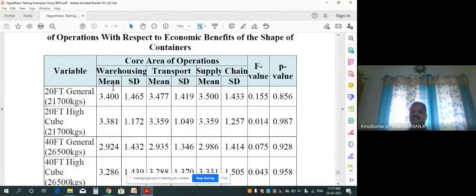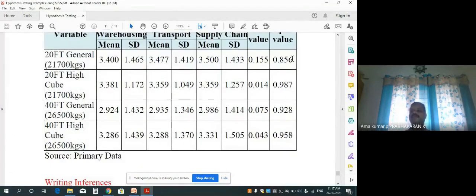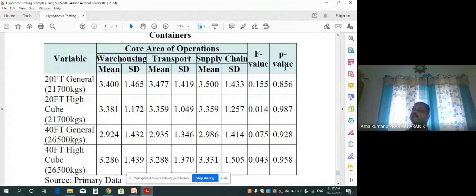Then for each area of operation there are mean value and standard deviation, and there is an F value, a distribution, and a P value. Again the decision is based on the P value. Similar to above, if the P value is less than 0.05, there is a significant difference between these three core areas of operation. If the P value is greater than 0.05, there is no significant difference between these three core areas of operation.